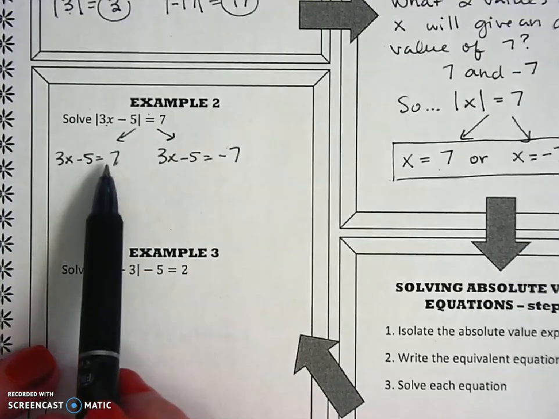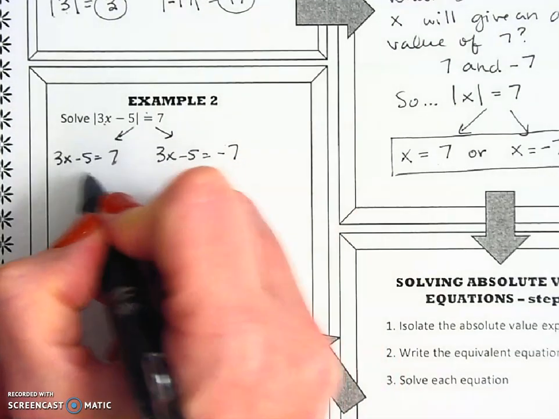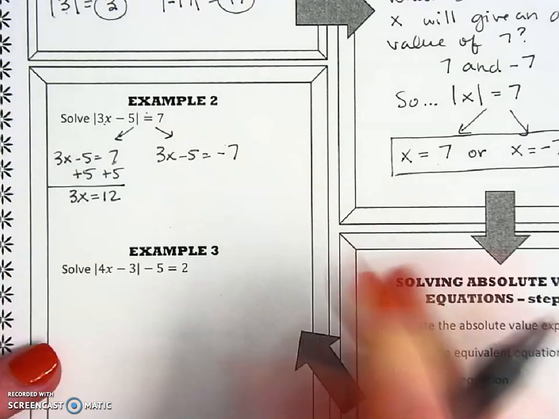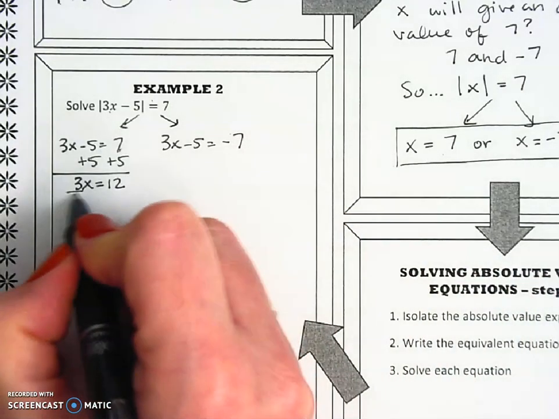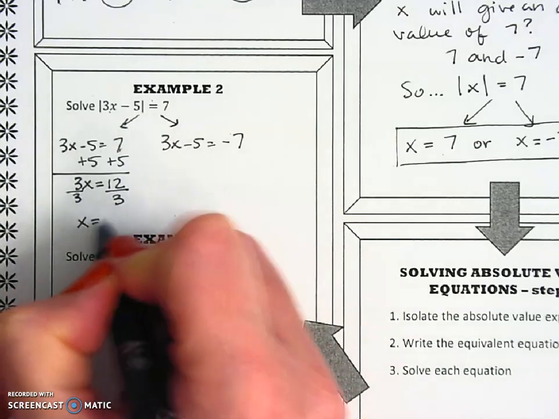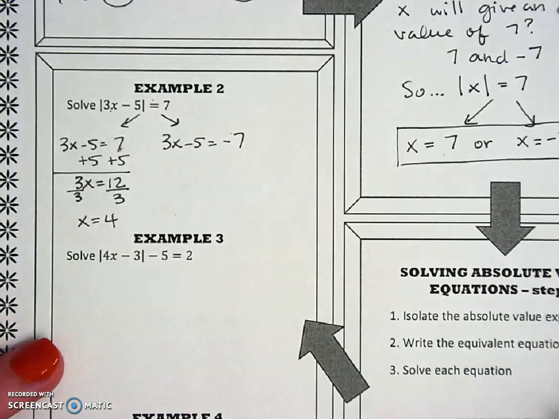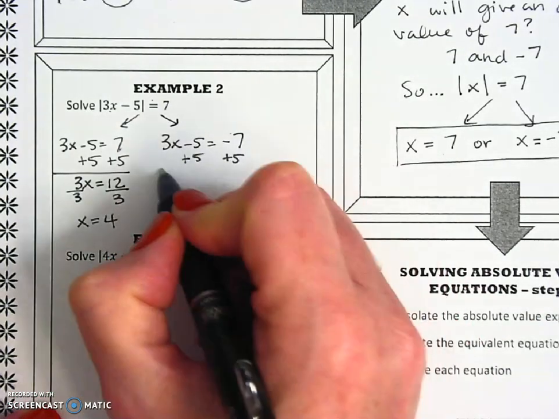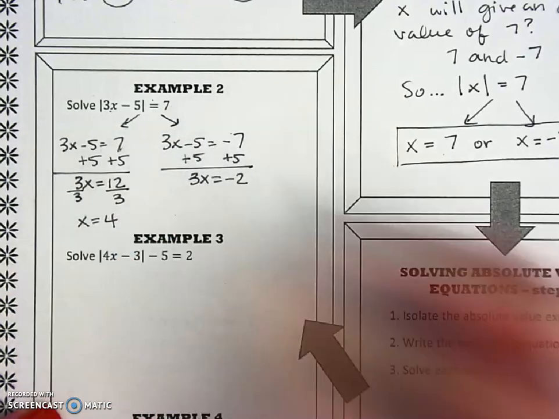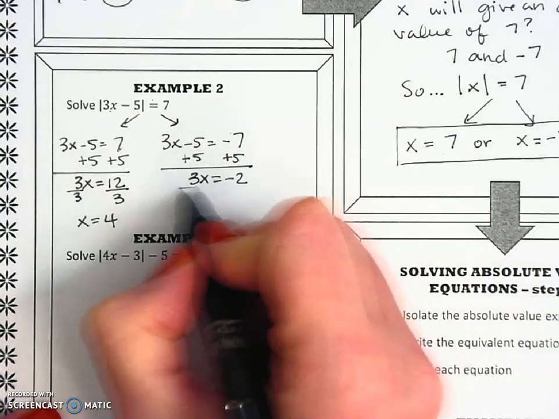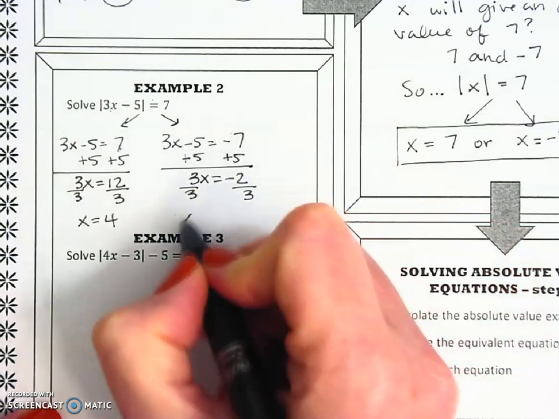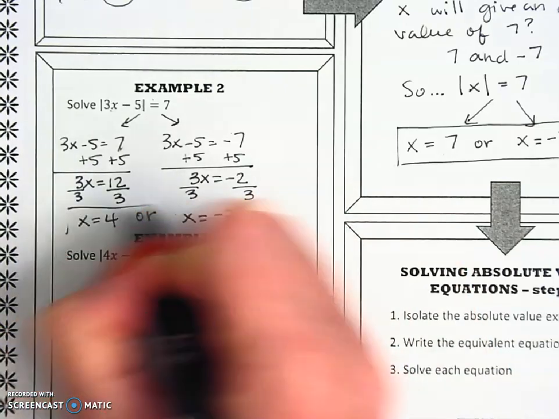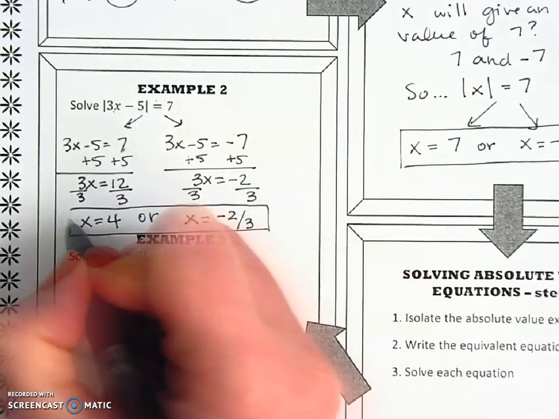And so then we have these 2 equations to solve. So you are going to add 5 to both sides, and then divide by 3. And that first equation gives me x equals 4. And then on the second equation, I add 5 to both sides, 3x equals negative 2, then divide by 3, x equals negative 2/3. And I'm going to put "or" in between here because it can be one or the other that will make the equation true.